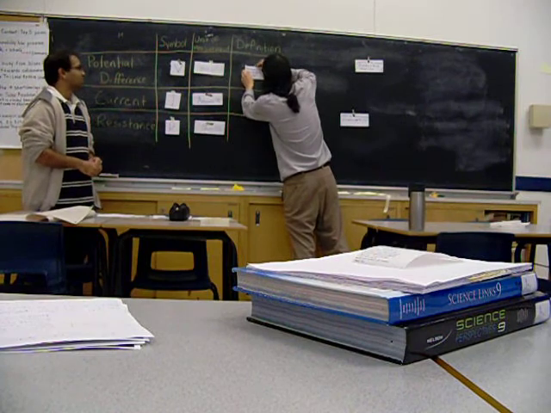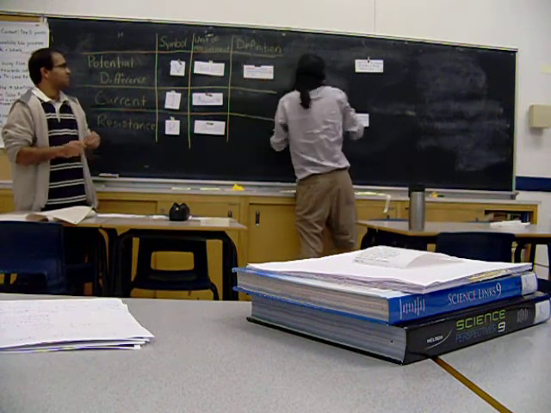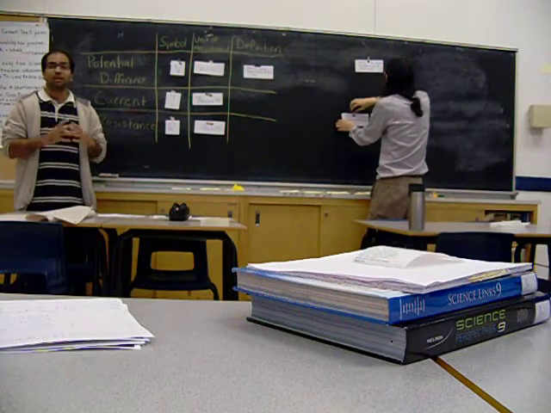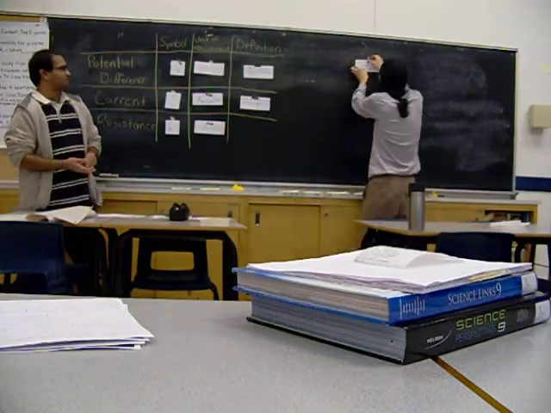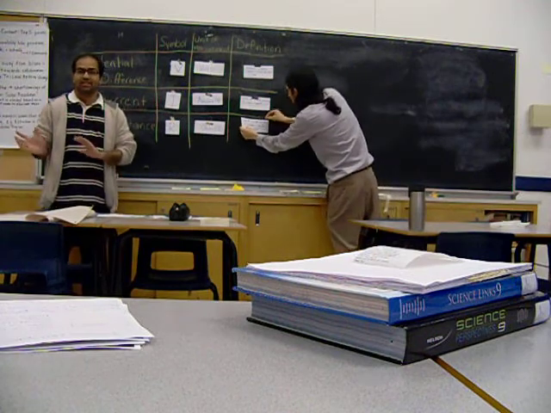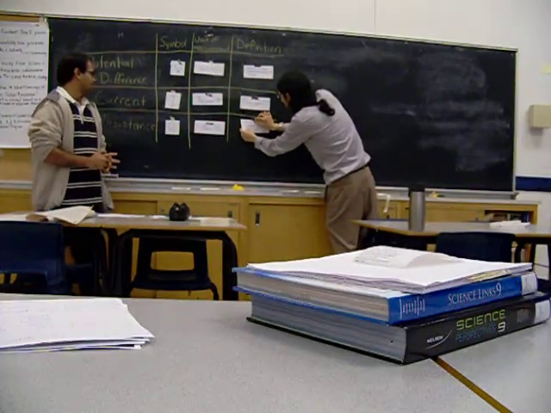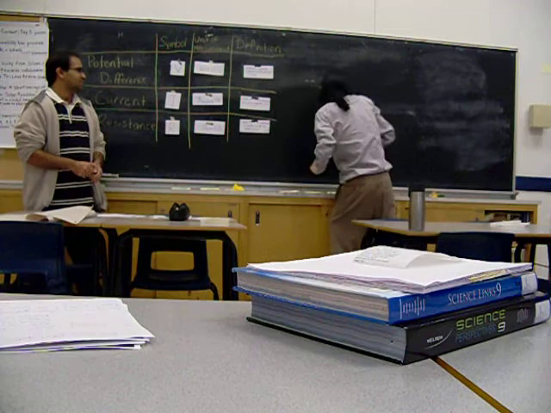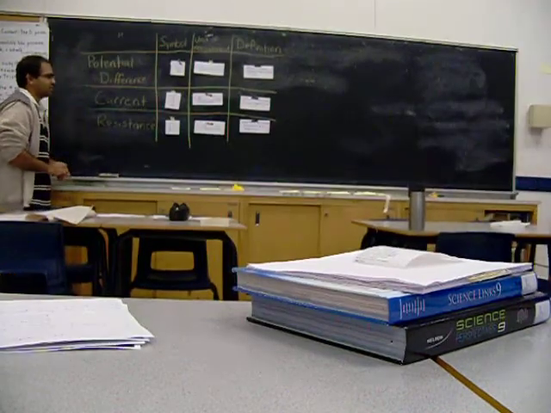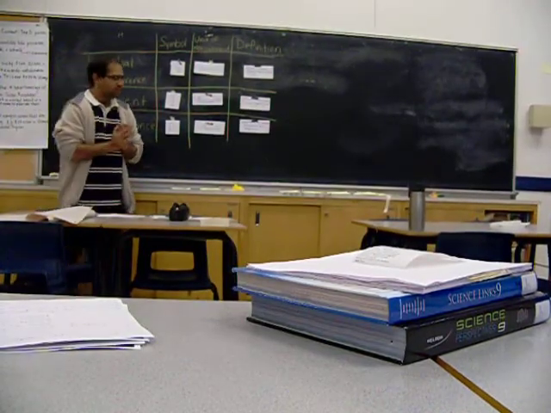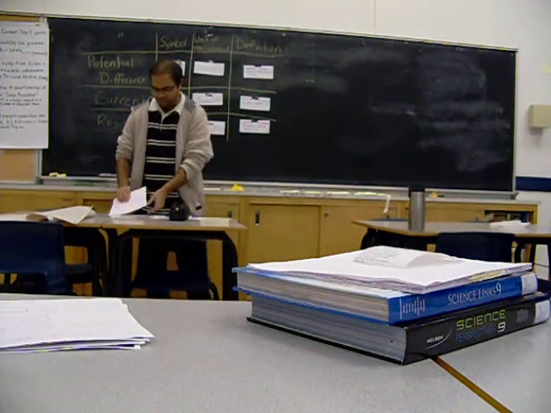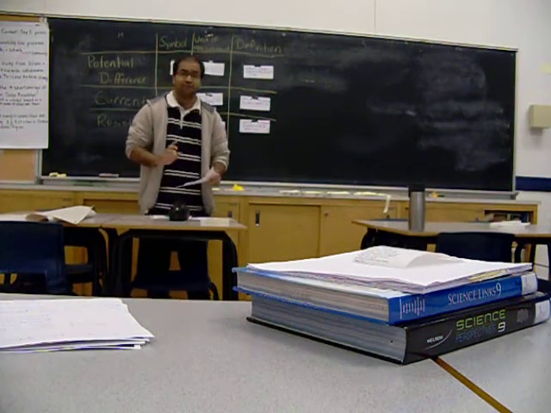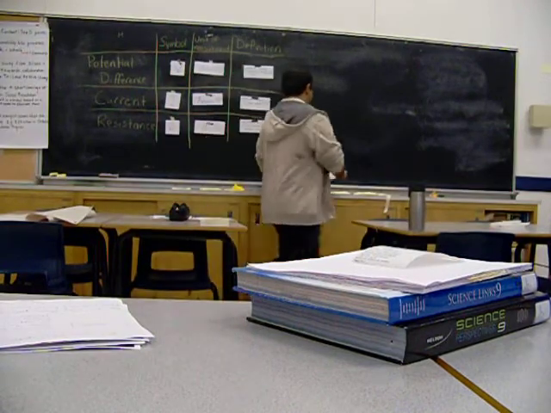Good. So, for those who can't see, potential difference is the difference in electrical potential energy per unit of charge. Current is the rate at which electrons flow past a specific point in the circuit. And resistance is the opposition to the movement of electrons as they flow through the circuit. Okay, perfect job, guys. So before we move on, let's go over a few of the factors that affect resistance of the circuit.